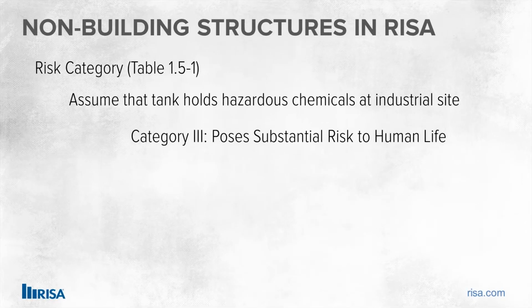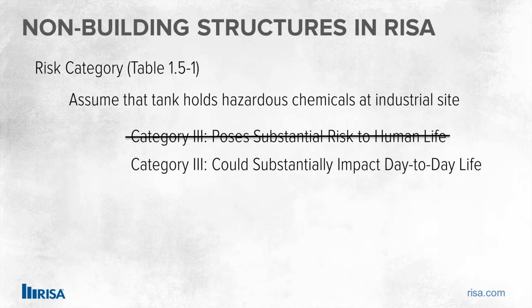Now let's consider category 3. Well, one of the options is that it poses a substantial risk to human life. Now in this case, if this is just a chemical tank at an industrial site, I would expect that if it fails, it might kill 1 or 2 workers there. But other than that, it's probably not going to have any sort of widespread effects, so we wouldn't have to worry about that. Another option for category 3 is something that could substantially impact day-to-day life.